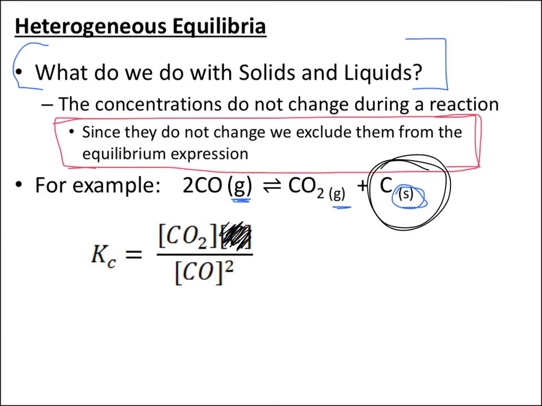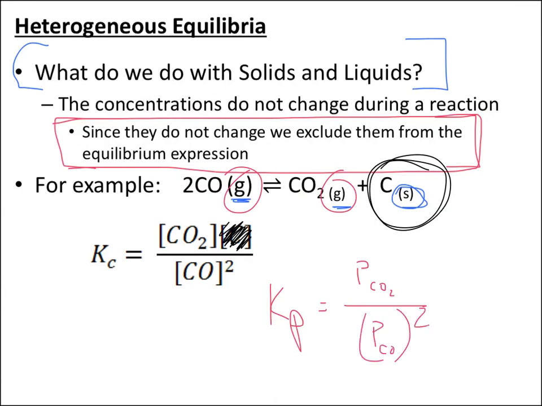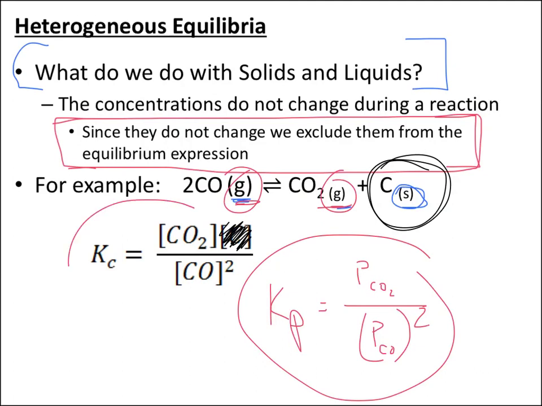Real quick, I also want to point out that I could write a Kp expression for this, since what I'm going to put in my expression is actually gases. This would be the partial pressure of CO2 divided by the partial pressure of carbon monoxide squared. And again, I would leave the carbon out because it's a solid. In this particular case, since I've got gases in my expression, I can write a Kp or a Kc, whichever I want. Now, if you have any kind of aqueous solvents in your chemical equations, you can't write a Kp expression, and we'll see that on the next page. So let's take a look at that.